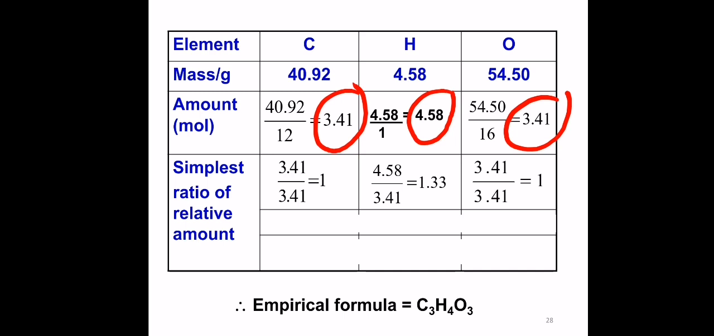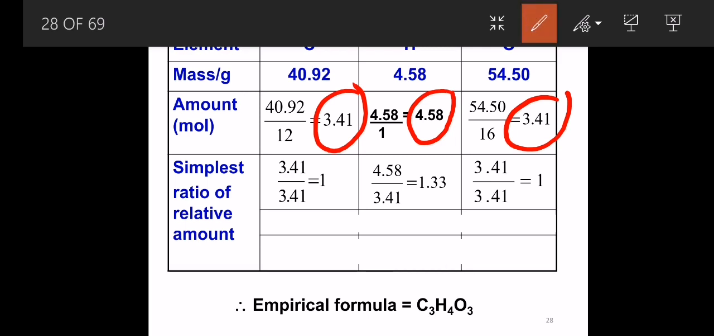Okay, so find the simplest ratio. Which one is the least? The least one is 3.41, right? Alright, so 3.41 divided by 3.41, you will get 1 for carbon. For hydrogen, 4.58 divided by 3.41, you will get 1.33. And for the oxygen, also you will get 1.